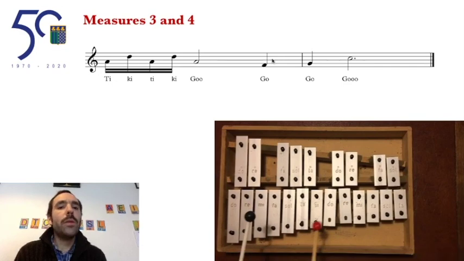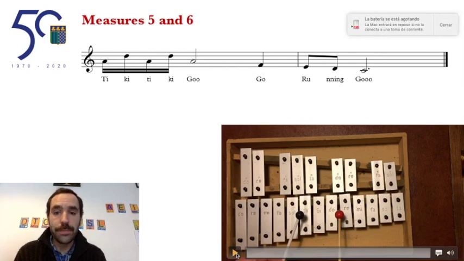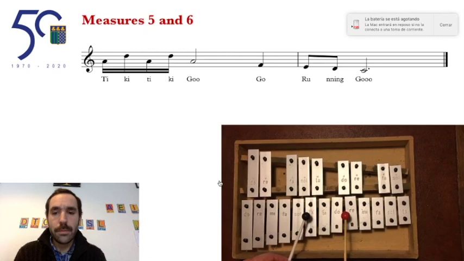Now let's move on to the measures number 5 and 6. Again, the same pattern. A, D, A, D, A. And now I'm going to play F, E, D, C, the low C. Let me show you in the video. 1, 2, 3, 4.